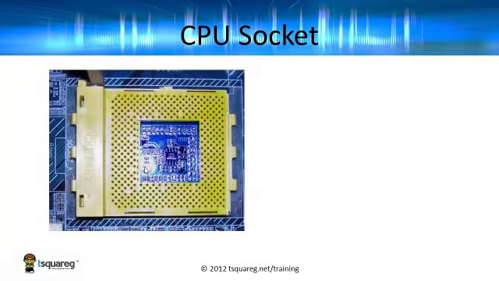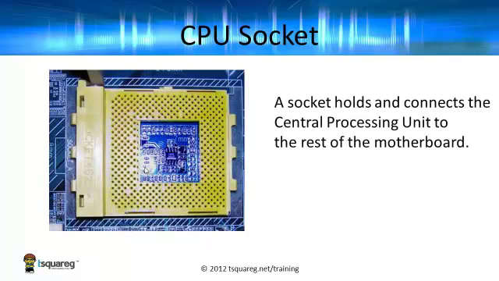No motherboard comes without a socket for a CPU. Now, the photograph that you're looking at right now is one of two main sockets that you will find on a motherboard. The socket holds and connects the central processing unit to the rest of the motherboard, but this particular socket, you'll notice, has tiny holes in it, and it is described as a pin grid array socket. The holes are in the socket, the pins are on the CPU.